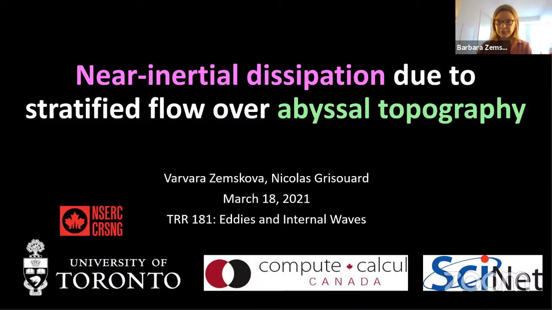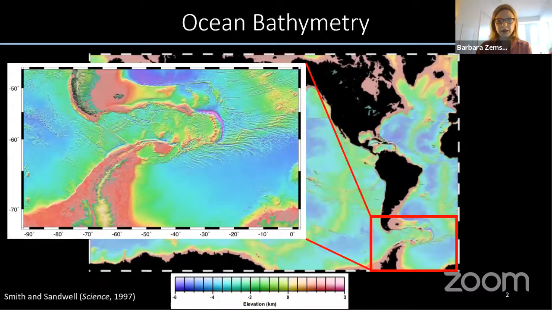Unlike the previous speaker, this will be more of a process numerical study, but it is highly motivated by the observational results that we just saw in his talk. One of the factors motivating my talk is that ocean bathymetry is very complicated. The topography roughness varies quite a bit, and it is very difficult to model all of the intricate processes that go on with the flow over the bottom topography.